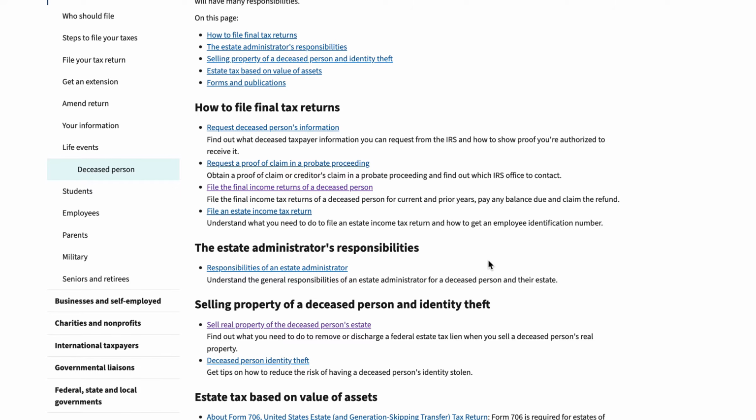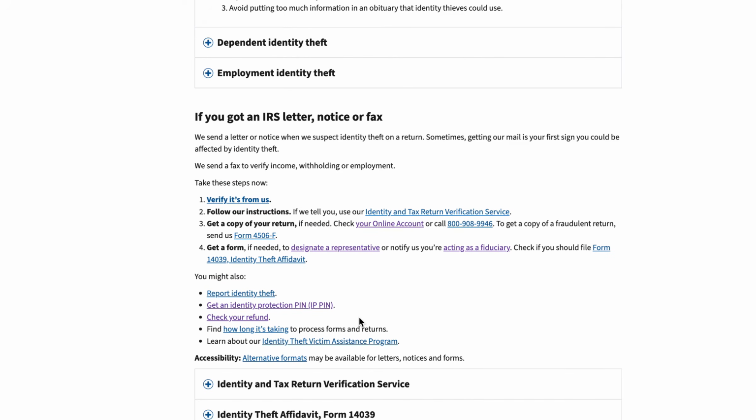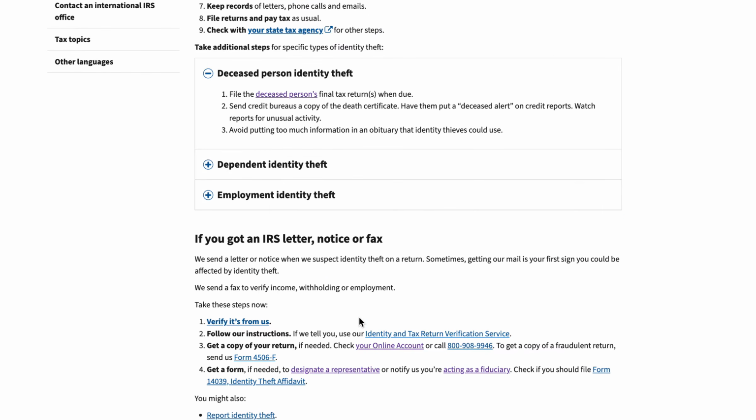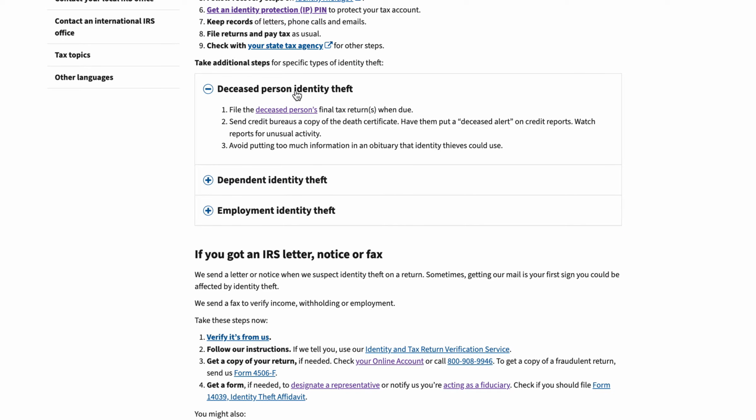If you need to sell real estate that belonged to the deceased person, and then if there are any identity theft issues related, then you can get tips on how to reduce that. So let's go to that real quick. We'll talk about what you can do to reduce the risk of identity theft for a deceased person. So generally speaking, file the final tax return when due. We'll talk about that in just a moment.